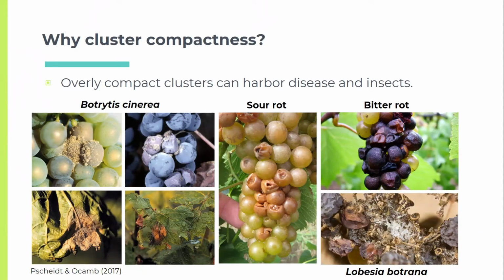Sour rot and bitter rot have also been shown to be correlated with a higher cluster compactness. And grapevine berry moth, there on the bottom right, also seems to prefer a denser cluster. If you have a nice little microclimate for bugs to live in and lay their eggs, they like that, and we don't. So ideally, you would want something in a program that's not too compact, so you don't have to worry about these pest and disease issues, but obviously something that's still yielding well.